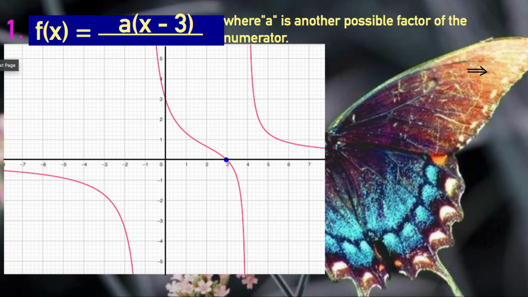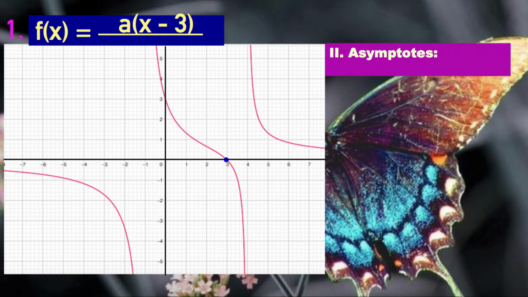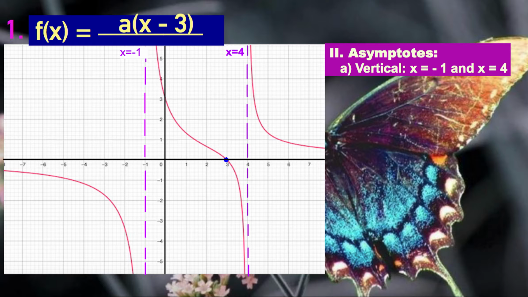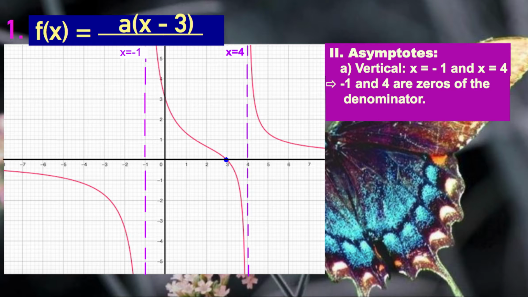f of x equals, and in the numerator we have a times the quantity x minus 3, where a is another possible factor of the numerator. Next, asymptotes. First, vertical. We have one at x equals negative 1 and x equals 4. Thus, negative 1 and 4 are zeros of the denominator.